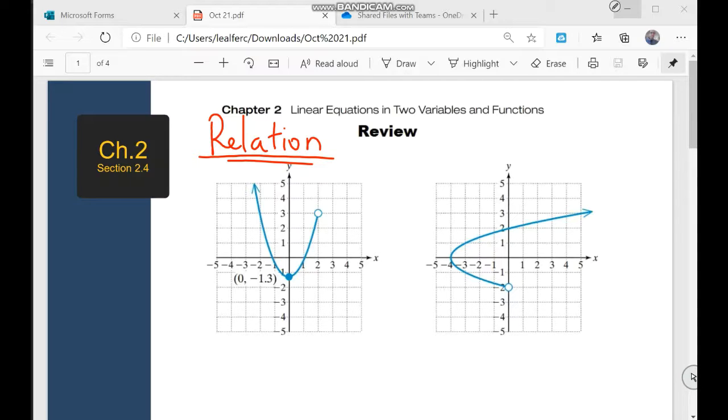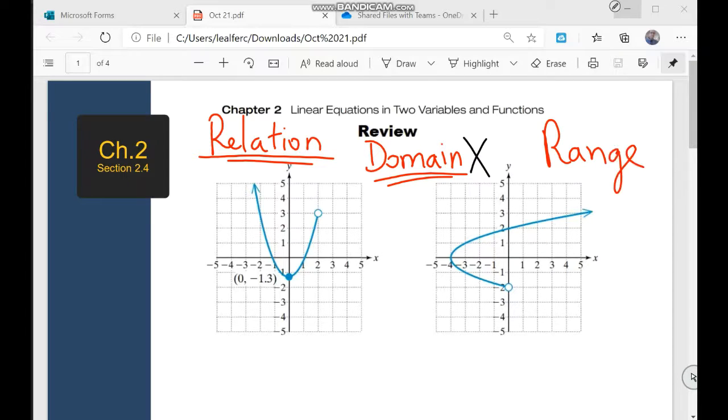We learned yesterday how to find the domain, and remember that to find the domain you have to check the x-axis. Domain is going to be x. And we learned how to find the range, and to find the range we're going to check the y-axis, right? All this we have seen yesterday.